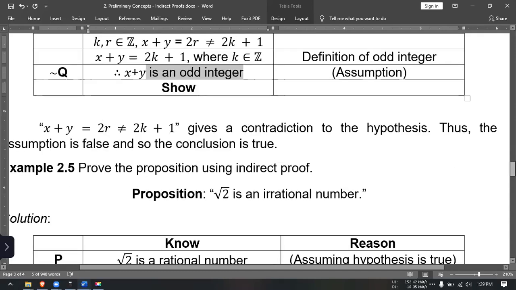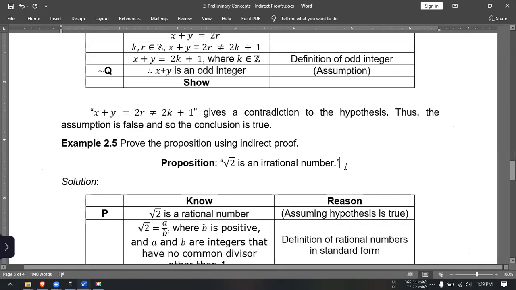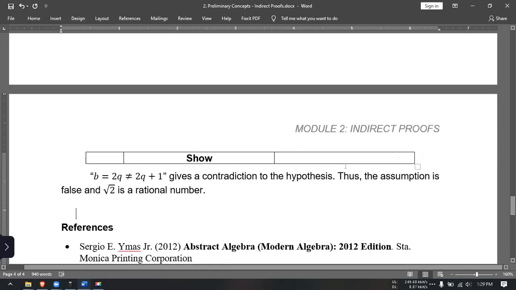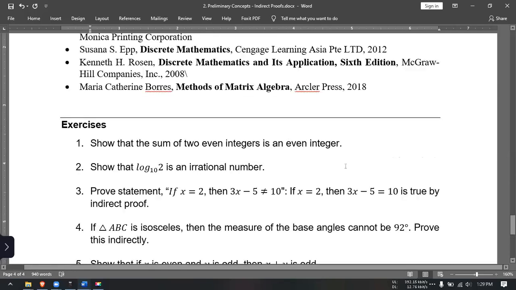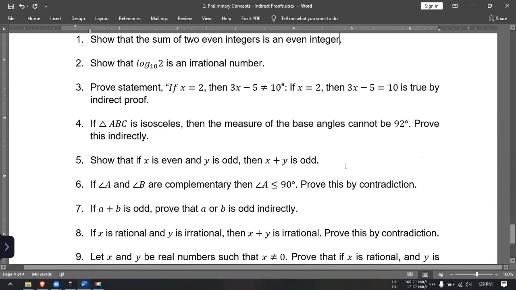Any question? Basahin nyo lang yung other examples. If you have questions regarding this example, just ask in our group chat. And then I'll be posting our exercise later. So these are the examples, the ones that you need to prove. So if there's no question, let's call it a day.